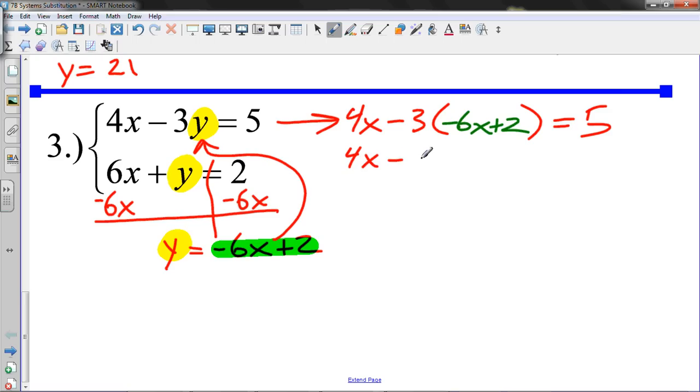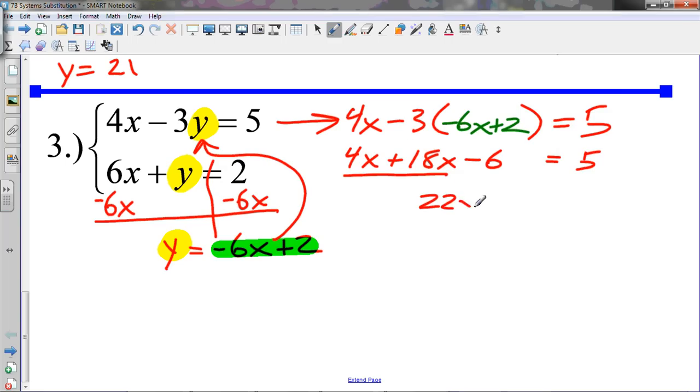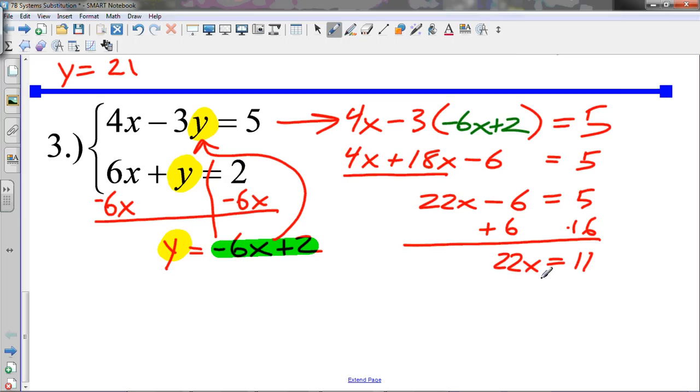So 4x minus negative 3 times negative 6 is positive 18x. And then distribute, so negative 6, right? Negative 3 times positive 2. Combine like terms, so that's 22x. Next thing I'm going to do is add 6 to both sides. 22x is equal to 11 divided by 22. And x is equal to 1/2.